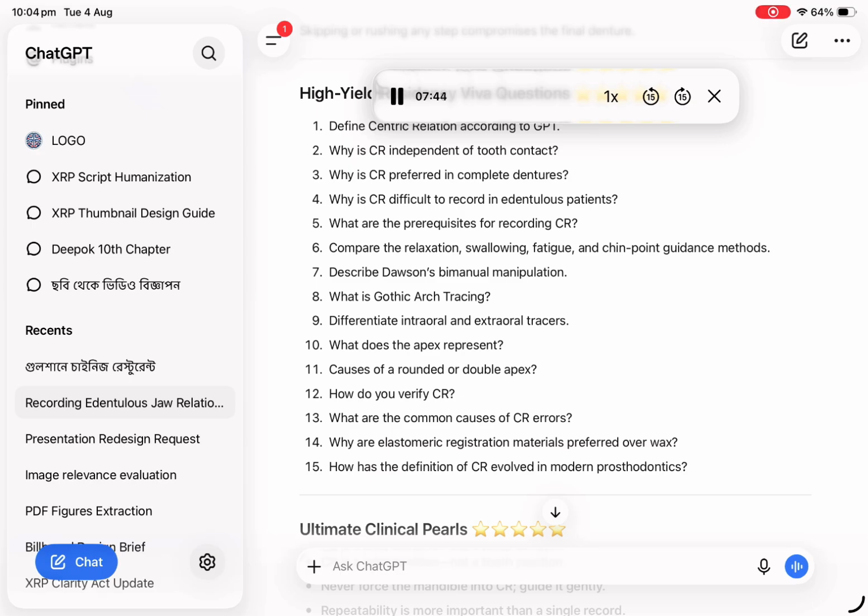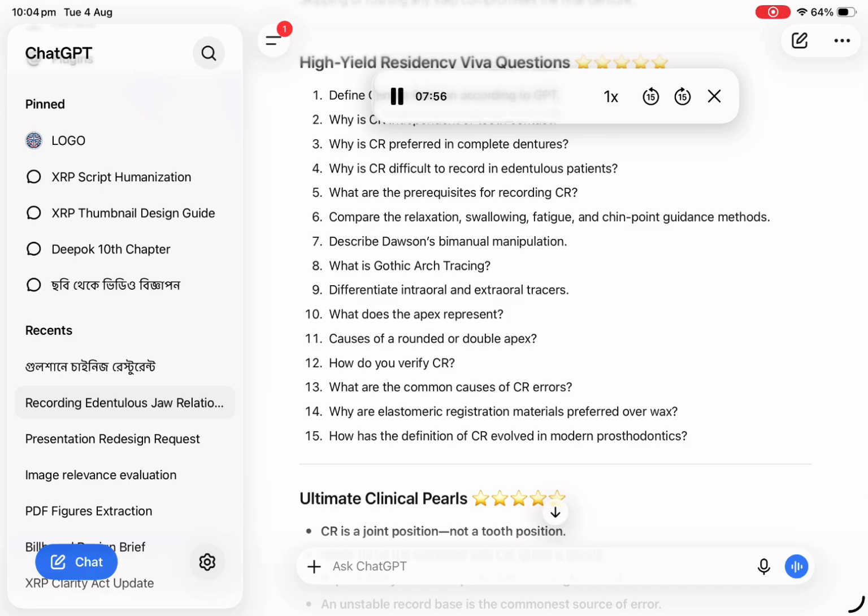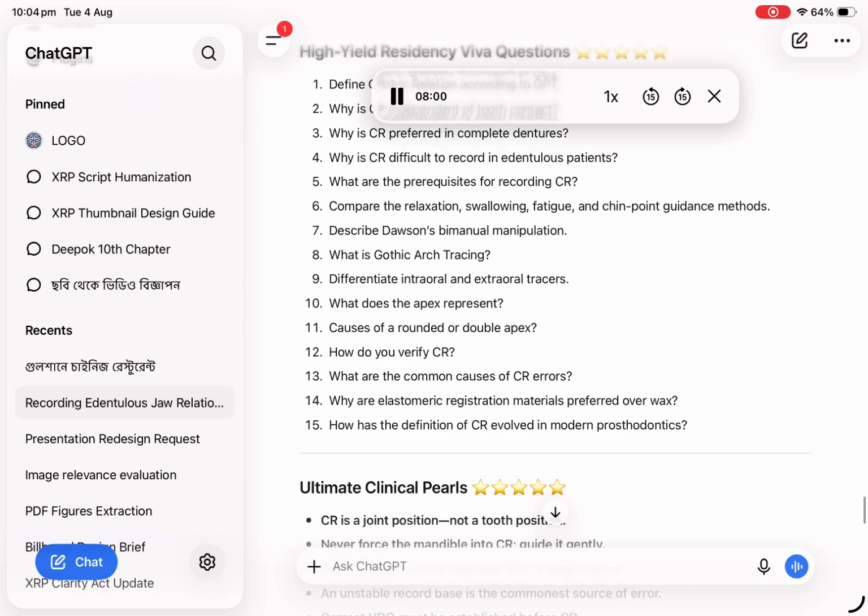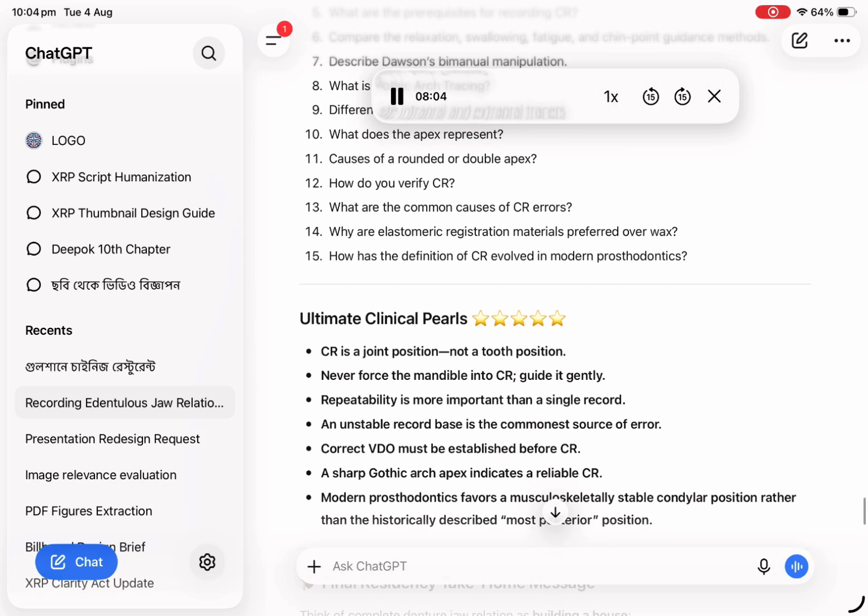8. What is Gothic arch tracing? 9. Differentiate intraoral and extraoral tracers. 10. What does the apex represent? 11. Causes of a rounded or double apex. 12. How do you verify CR? 13. What are the common causes of CR errors? 14. Why are elastomeric registration materials preferred over wax? 15. How has the definition of CR evolved in modern prosthodontics?